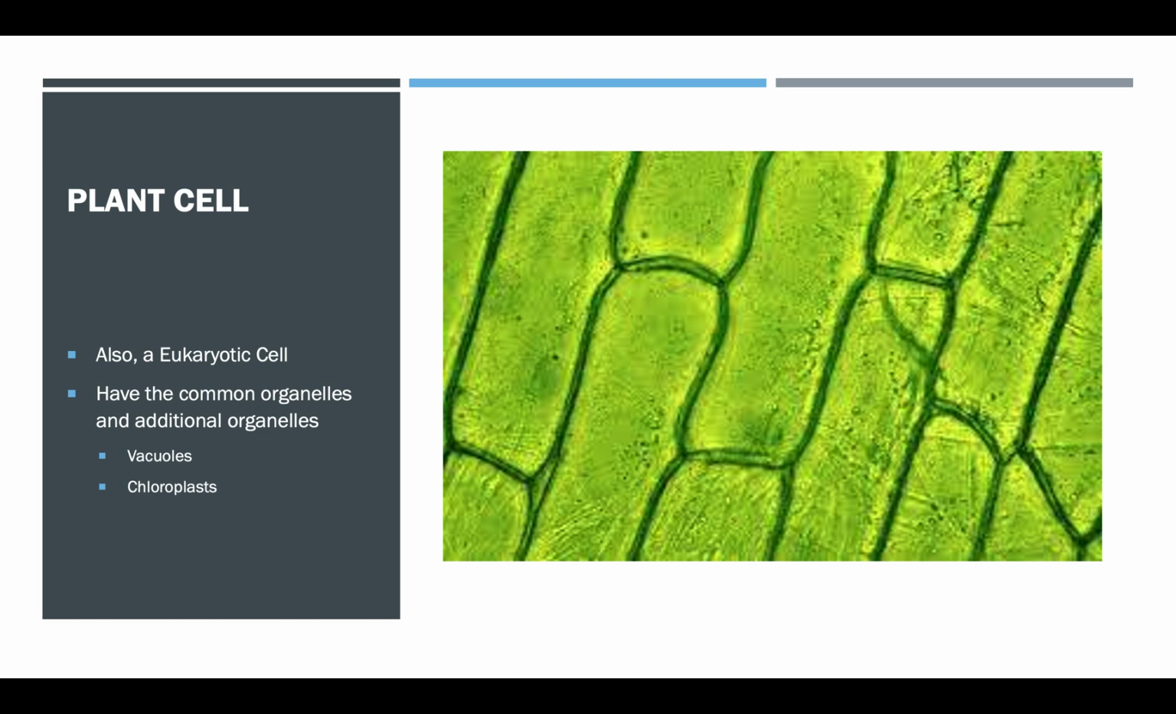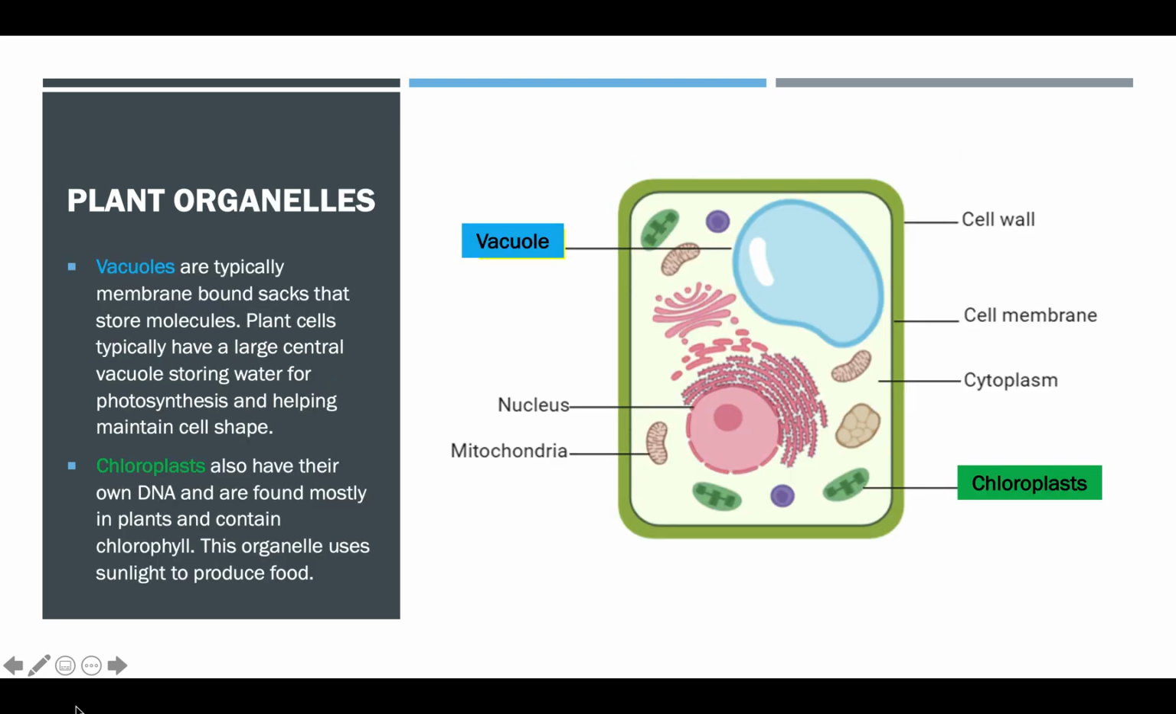Plant cells are also eukaryotic cells. They have the common organelles that we just talked about. They also have additional organelles. Some of the things that they have that an animal eukaryote does not are an extremely large vacuole, which we'll talk about in the next slide, and chloroplasts, which we'll talk about in upcoming slides as well. So let's really talk about plant organelles.